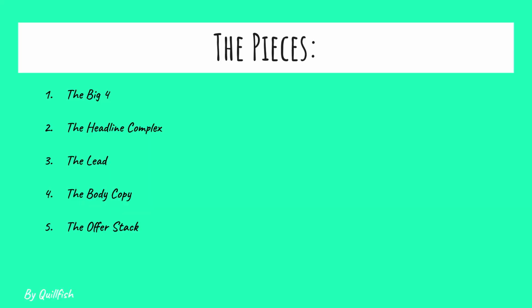There are 5 big components to the rapid copy method. The first one, the Big Four, is something you've learned about quite a bit during this program. The rest, the headline complex, the lead, the body copy, and the offer stack, are things that we will discuss in detail as we go through here, and different ways for you to implement each piece in order to get it done as quickly as possible with the most effective method possible.